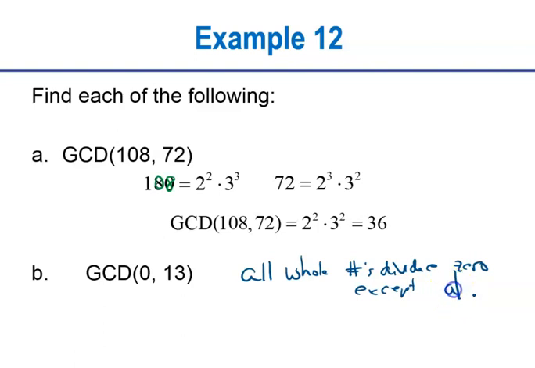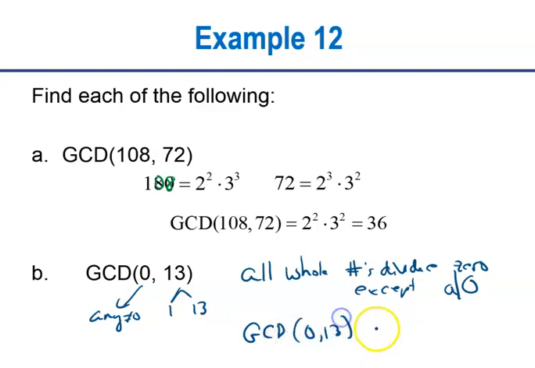So you could just say a divides 0. Anything divides 0, just not 0. Well, what divides 13? Well, 13 just breaks down into 1 and 13. And again, 0 breaks down into any number that's not equal to 0. So what's the largest of the two of those? 13. So the greatest common divisor between 0 and 13 is actually 13.